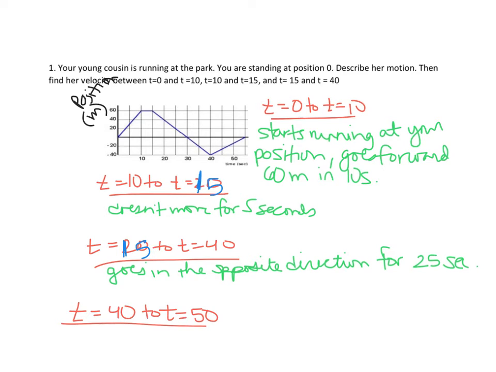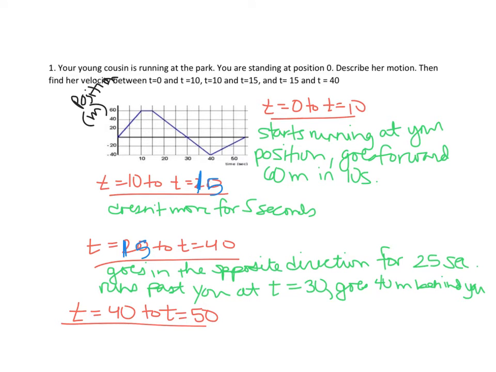So here's the part that gets a little confusing to people. I want you to look at the graph. You'll notice that at time t equals 30, your cousin's position is at 0. Keep in mind that you are at position 0. So actually what is happening is that at t equals 30, your cousin runs past you, and then she goes for another 40 meters behind you.